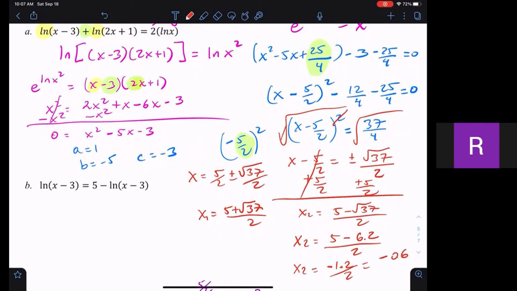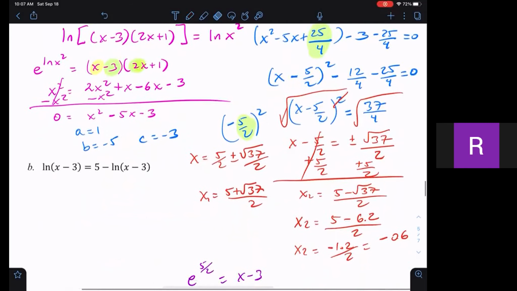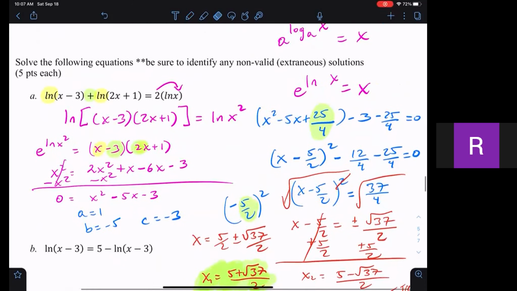About that. So if you plug that negative 0.6 here, you're going to get a negative answer, and you're going to have a logarithm or ln with a negative argument. So you know that that's not the answer right away. That's the extraneous solution. So what's the answer then? Then the positive should be the answer. This guy, that's the answer.